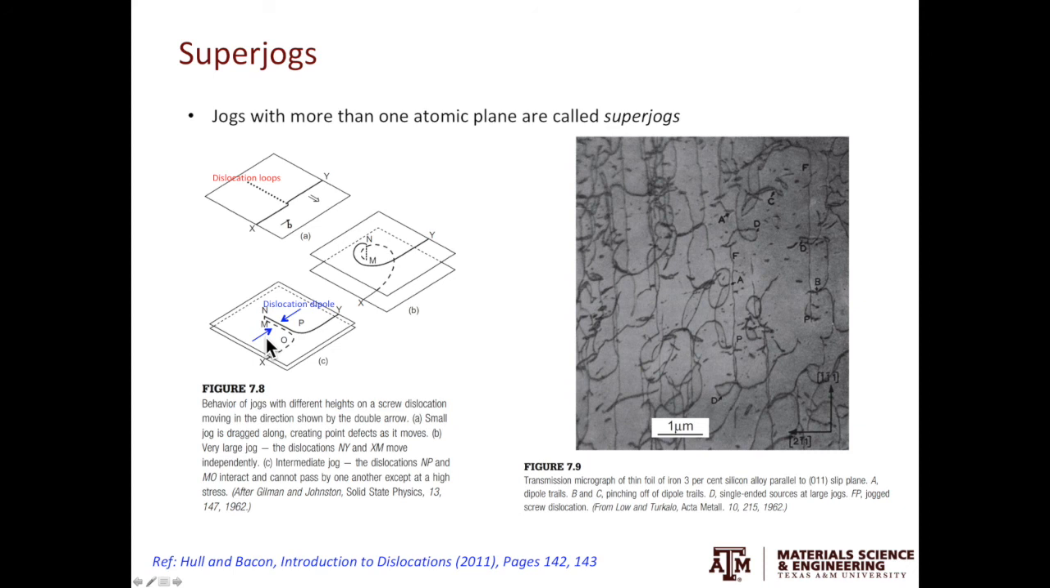But these two dislocation lines now can interact with each other, and that forms a dislocation dipole. For dislocation dipoles, you have dislocation lines parallel to each other with opposite Burgers vector directions. And in the TEM micrograph on the right, which shows the dislocation structure in an iron 3% silicon alloy, you can see dislocation lines are pinched by some features. These are dislocation dipoles caused by superjogs.